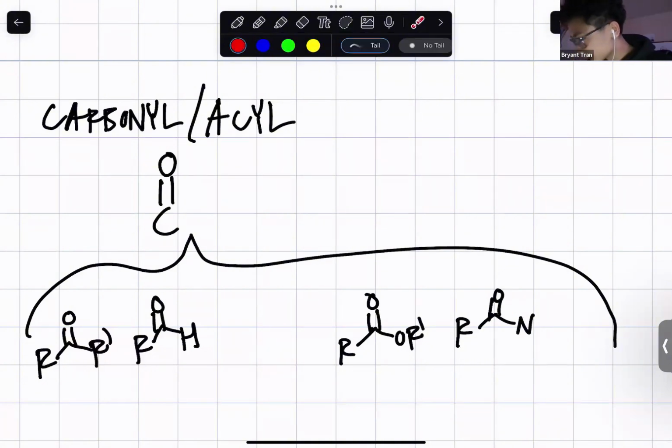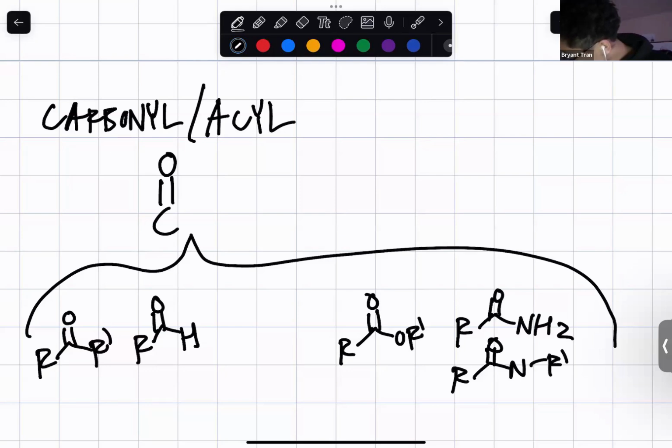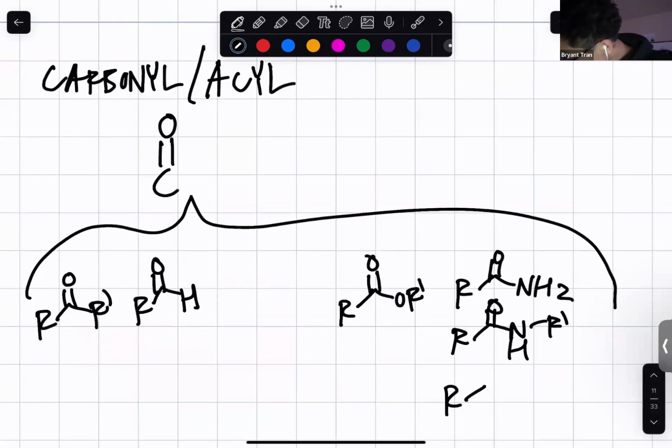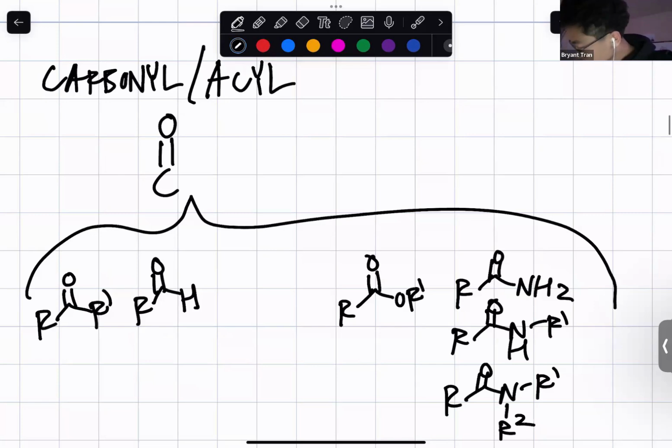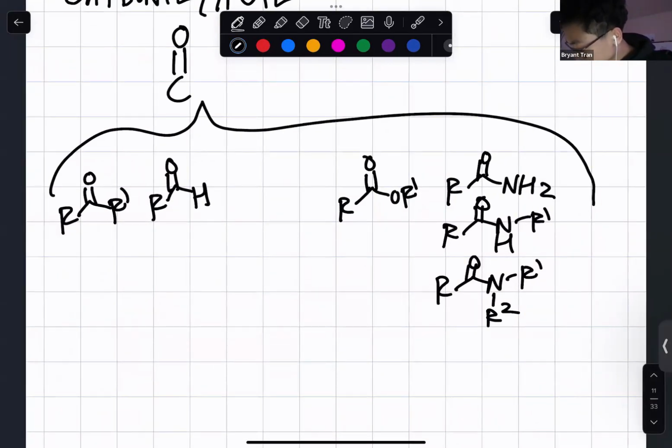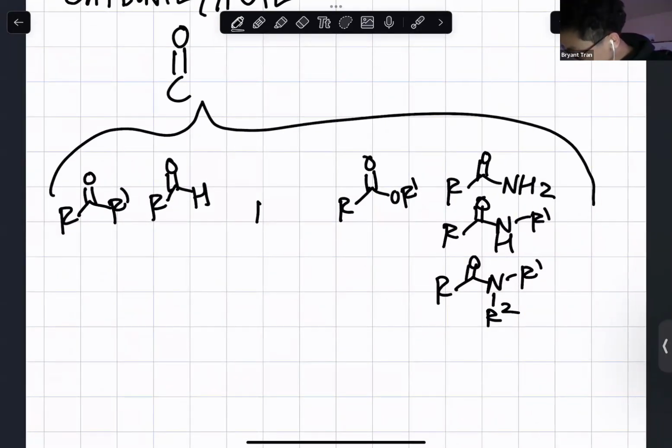And there's different types of amides, right? There could be this type of amide, there could be this type of amide, or there could be this type of amide. Carboxylic acid. Yep. Now there's two more that you guys have barely seen.